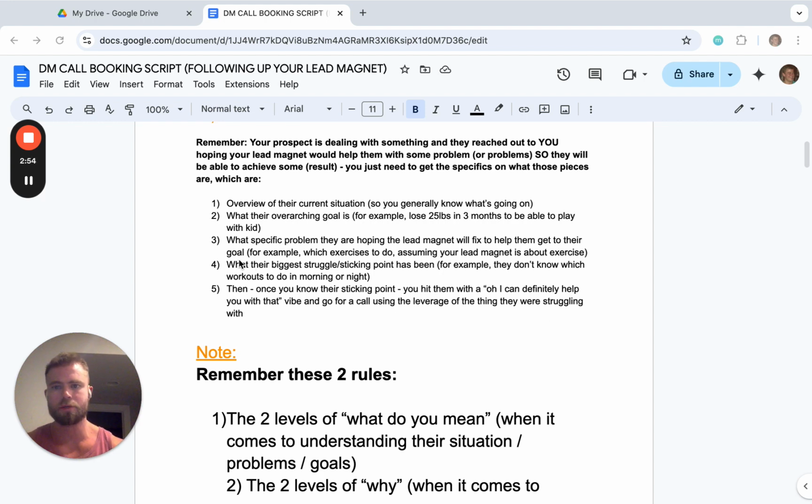So when you're doing setting, you want to get an overview of their current situation, obviously, what their goal is, and what specific problem they have that they're hoping the lead magnet is going to solve for them. So in my case, the whole lead magnet is on how to find sales jobs. So if someone is looking for a high ticket sales job, I can give them that lead magnet, that PDF, and they can get all that information for free there.